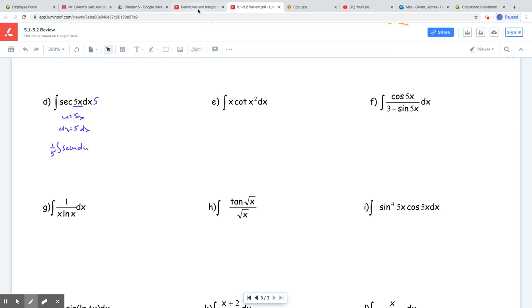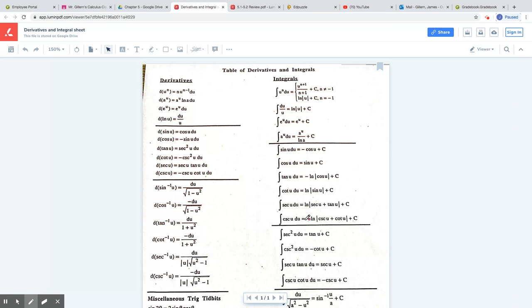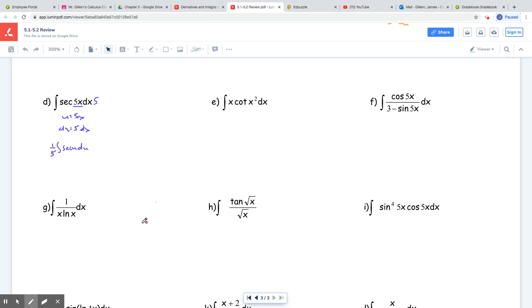That's tough to memorize. I don't memorize it, so I'm going to go look. The integral of secant u du is the natural log of secant u plus tangent u, plus c. So you just copy it down. That's all you're doing. Leave the 1/5 on the outside. Natural log, absolute value of secant u, which is secant 5x, plus tangent u, which is tangent 5x, plus c. All right, done.